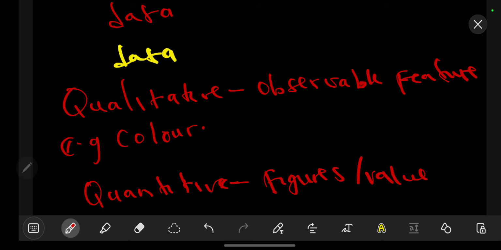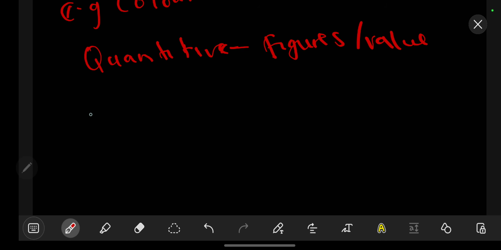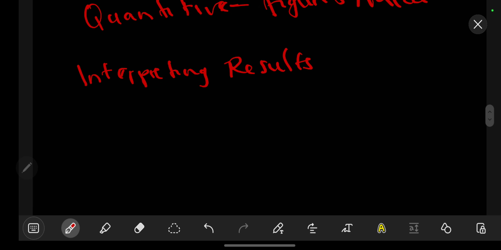Now when you do that, you now come up with an hypothesis. So you now come up with an hypothesis. So the hypothesis comes under interpreting results. So under interpreting results, scientists are required to come up with an hypothesis. So an hypothesis is also called an educated guess.